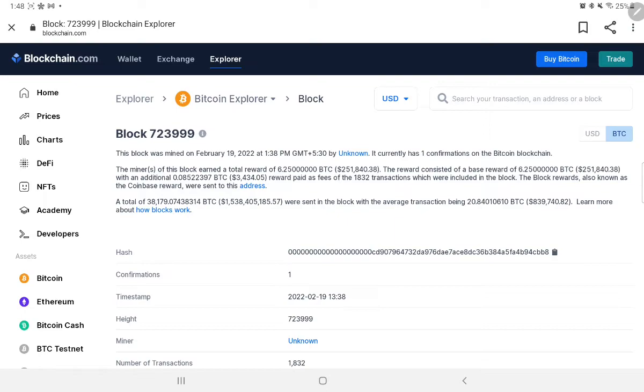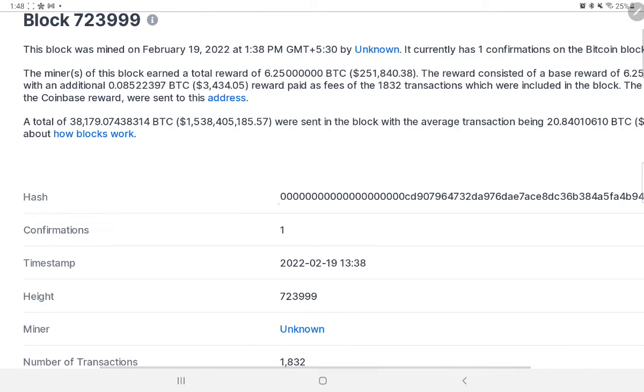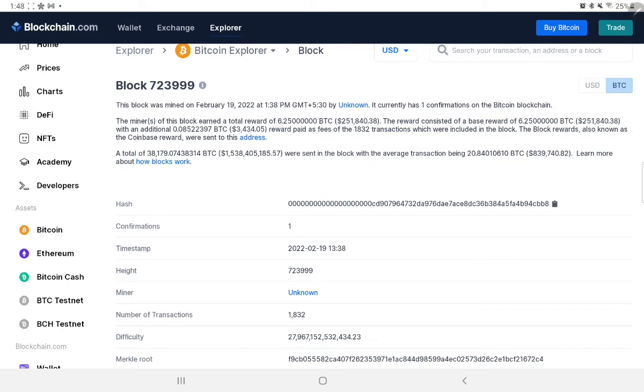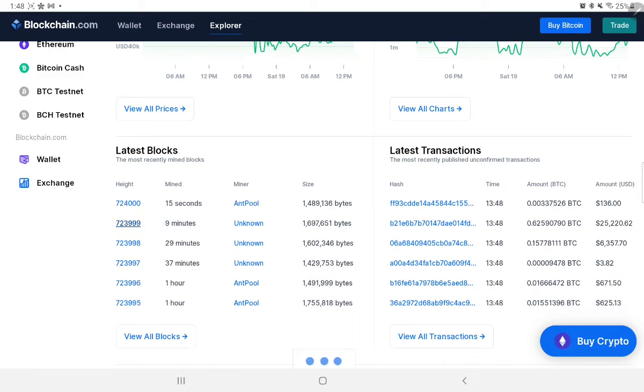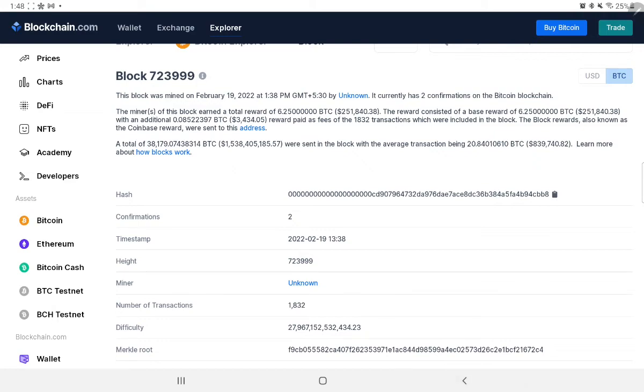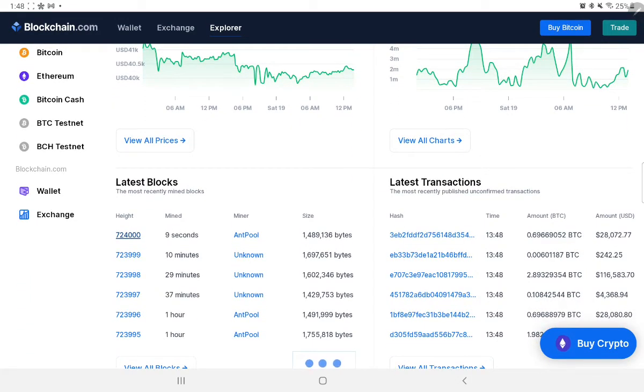I want you to understand that this hash is like this only, right? It will be having a certain number of zeros at the starting, before the CD907 starts, something like that. I want you to see some other block as well, just to understand this one. Let's say, no, this was the block we have seen. One block was recently mined, right? 9 seconds back. Just go to this block.